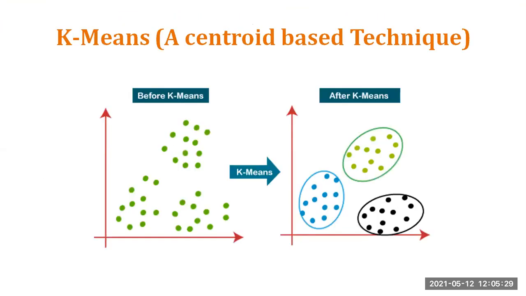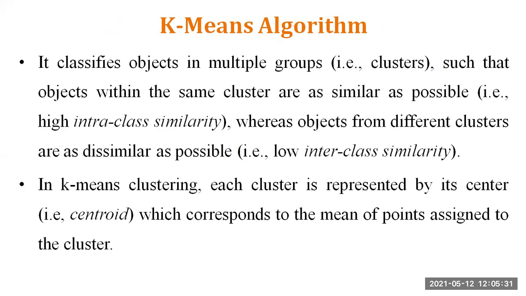Talking about our algorithm, it follows the same principle by which we classify a good clustering. In k-means clustering, each cluster is represented by its center, called the centroid, which corresponds to the mean of points assigned to the cluster. That's what we have seen in the video, also how centroid calculation is helpful for designing a particular cluster.